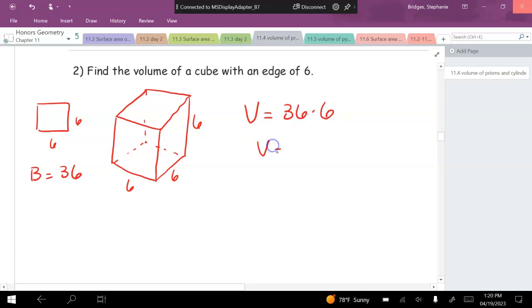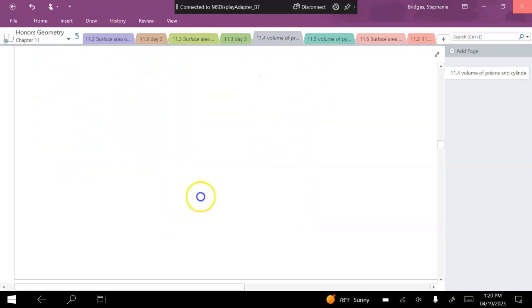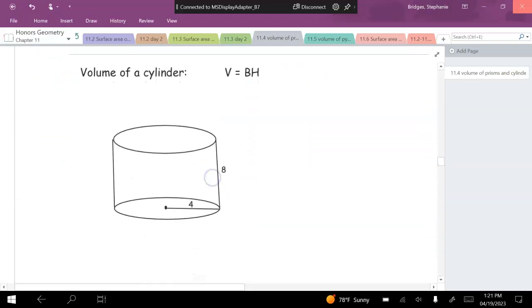So for volume of a cube with an edge of 6, it's going to be 216. Shortcut for volume of a cube is your side cubed. Whatever the length of one side is, times itself 3 times. 6 times 6 times 6 is 216, right? Sure. Hold on. All right, next, cylinder.